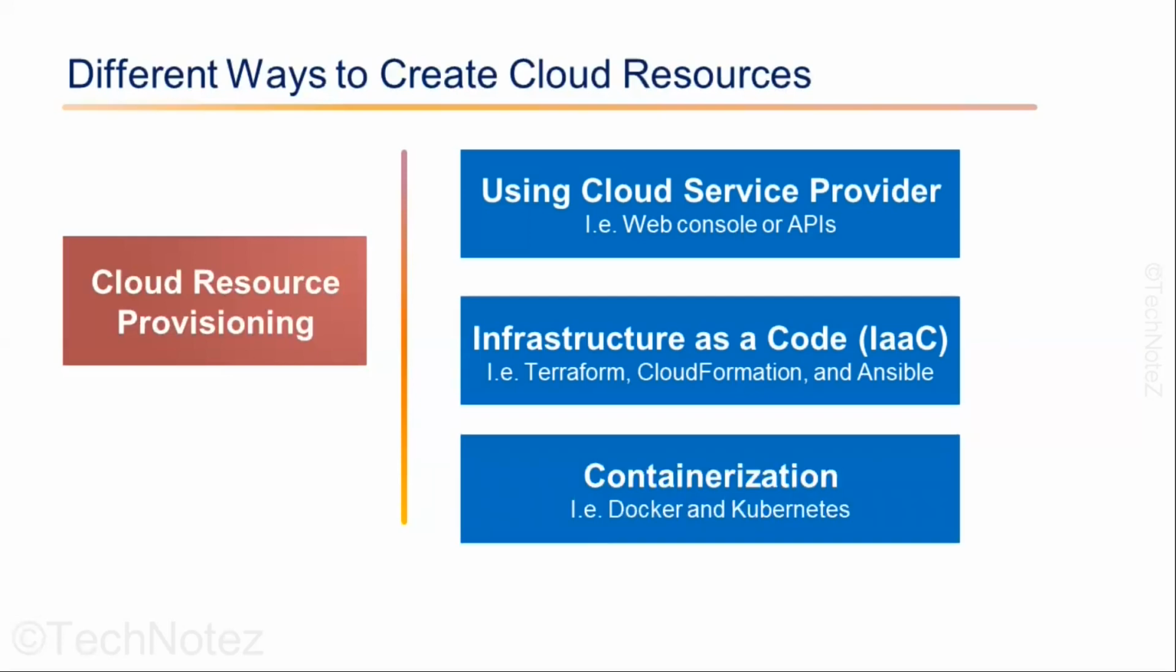You can also create cloud resources using container technologies such as Docker and Kubernetes. Containers allow you to package applications and their dependencies into a single portable unit that can be easily deployed on any cloud platform. Kubernetes can be used as an orchestration platform to manage and scale containerized applications. This approach is great for those who want to create highly scalable and portable applications that can run in any environment.